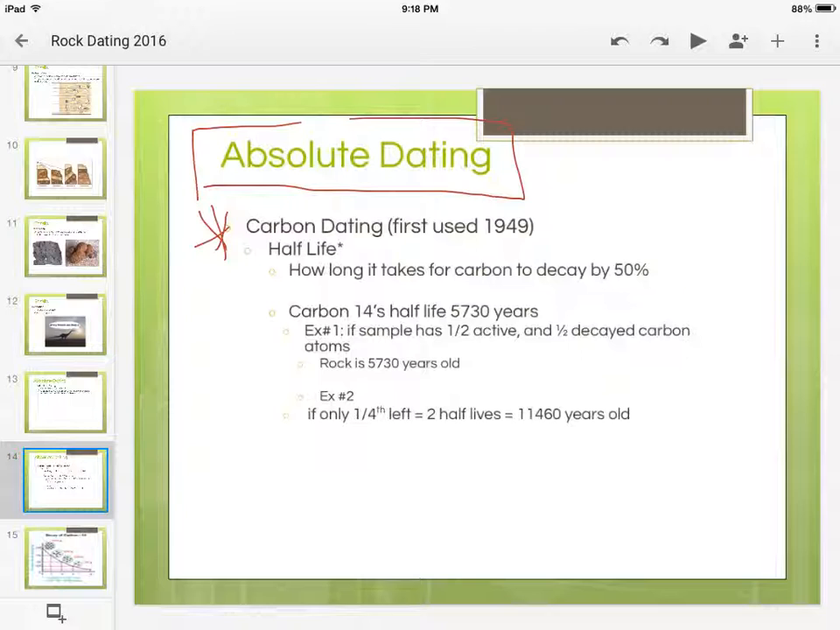So the big vocab word here is half-life. Half-life is a measurement of time, and it's how much time it takes for an element or carbon to decay by 50%. And so I'm going to give you a better example here on the next slide with a visual. But if there's half of the active carbon that is left and half of the decayed carbon, that would be one half-life.